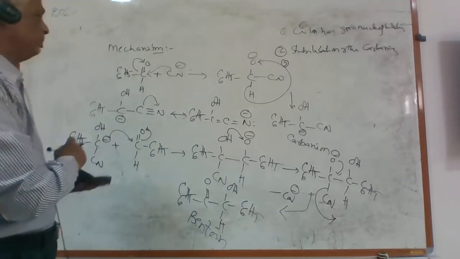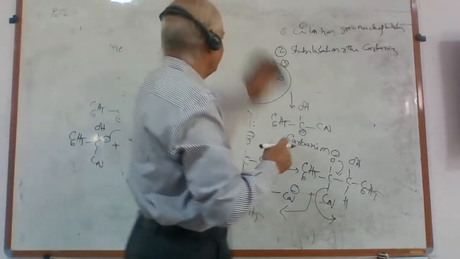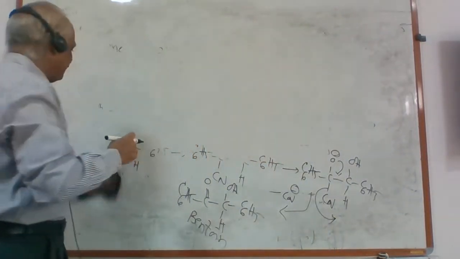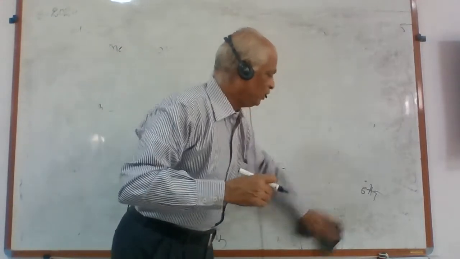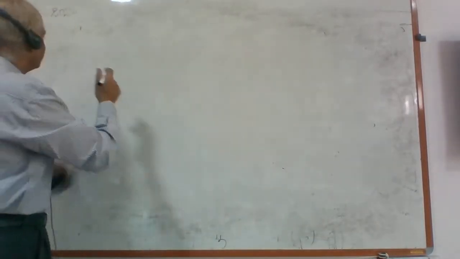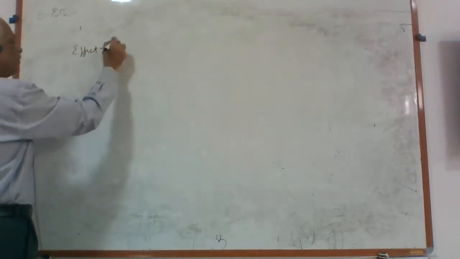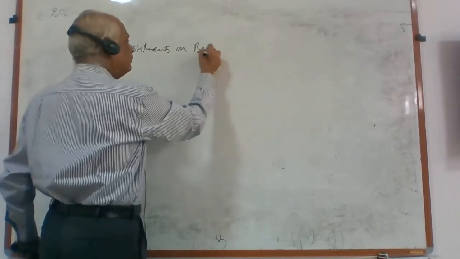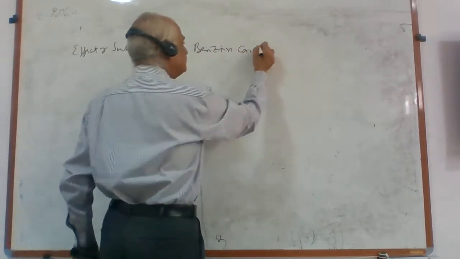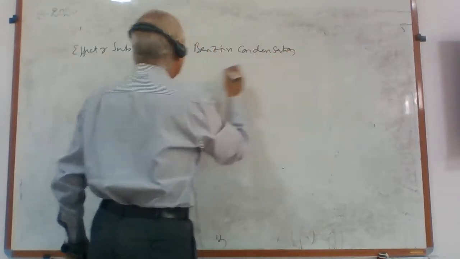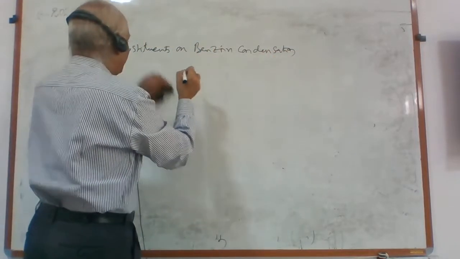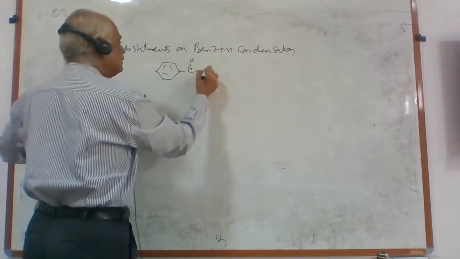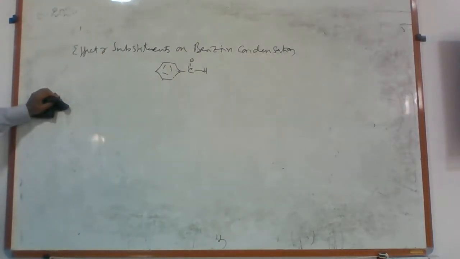Now let us see what the substituent effects are on the benzoin condensation reaction. So in this, let us discuss the effect of substituents on benzoin condensation. In this reaction, we are using benzaldehyde. I put the structure like this. Benzaldehyde. Now what do substituent effects mean?